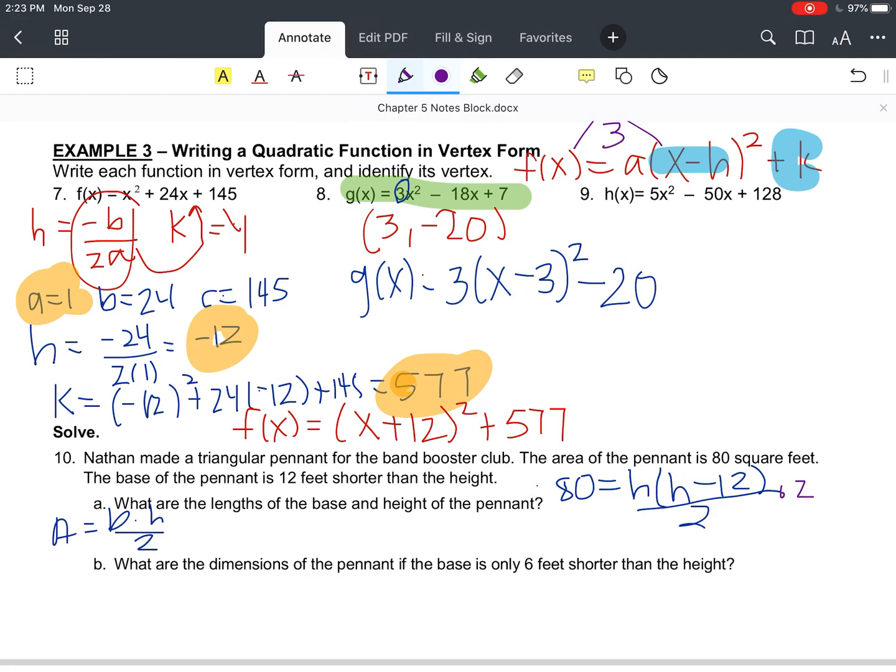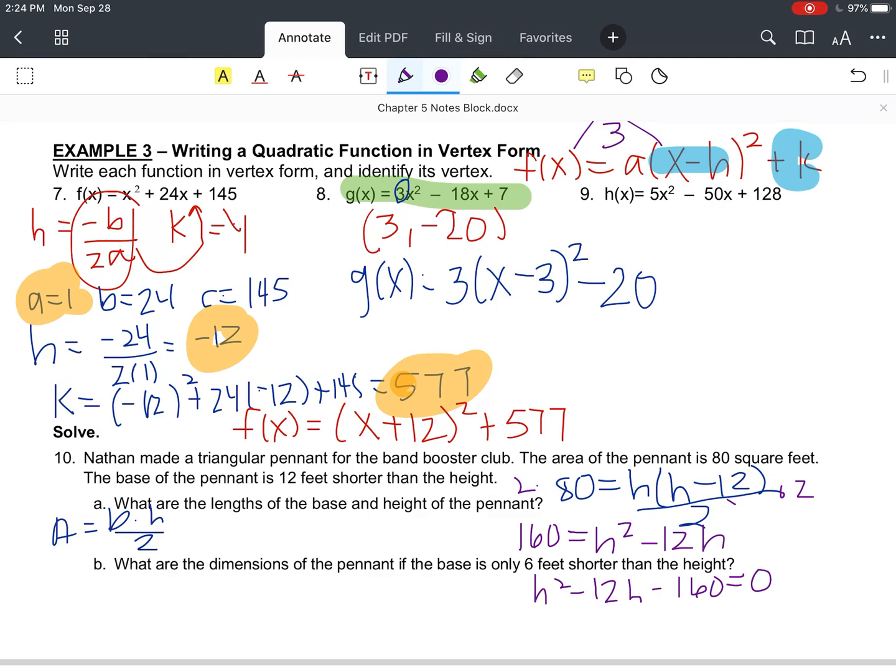I see I'm dividing by 2, I want to get rid of that, so I'll multiply both sides by 2. 80 times 2 is 160, so I'm left with 160 equals, I'm going to have to distribute this out, so I'll go ahead and do that now. h squared minus 12h. Hopefully you remember with solving equations that it needs to be set equal to 0, so if I move 160 over, I'm left with h squared minus 12h minus 160 equals 0.